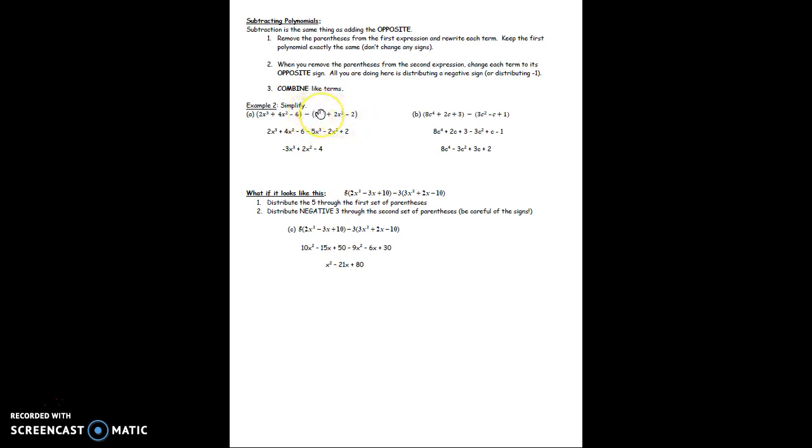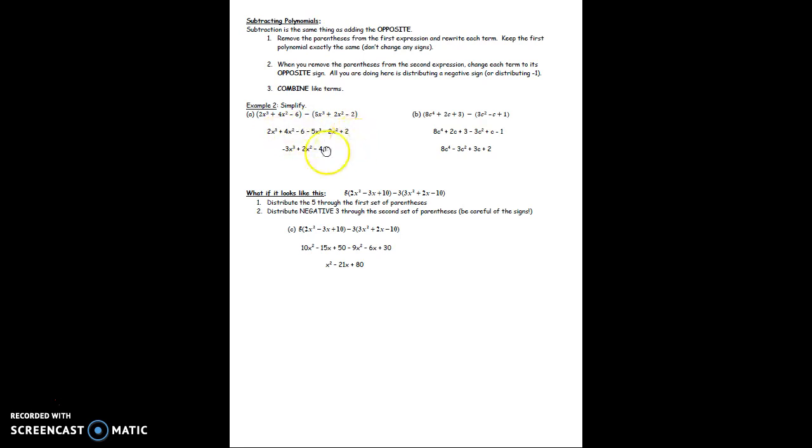Negative 1 times the positive 5x to the third is a negative 5x to the third. Negative 1 times a positive 2x to the second is a negative 2x to the second. And then negative 1 times a negative 2 is a positive 2. So all it really did was change the sign of each one of these pieces. Then you go back and combine like terms exactly the same way we have been. The only difference here is that very first step with the subtraction. You have to distribute that negative through the second set of parentheses.